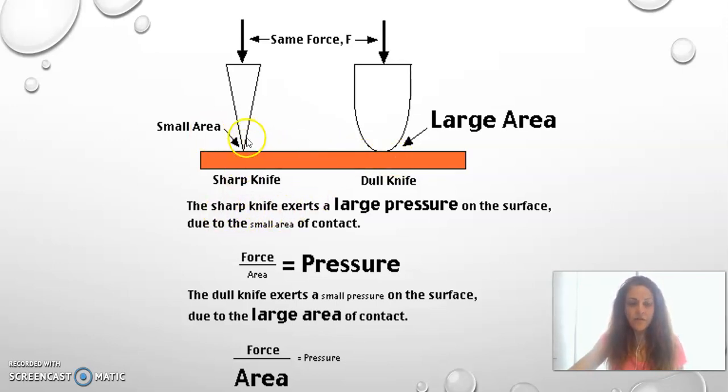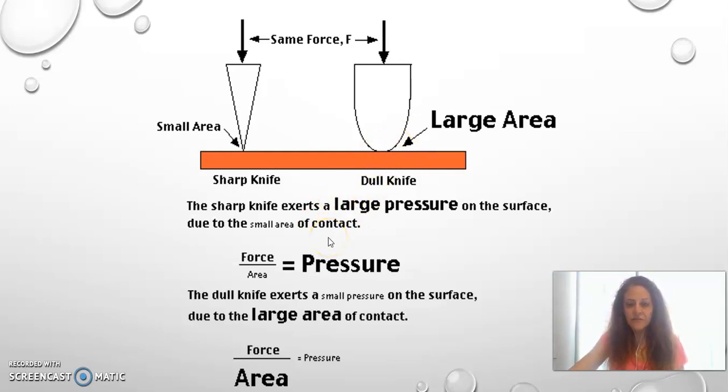And this sharp knife exerts a large pressure on the surface due to the small area of contact right here. The dull knife exerts a small pressure on the surface due to the large area of contact. And if you were to try to use a dull knife to cut through steak, you'll know that it'll be very difficult to do so.